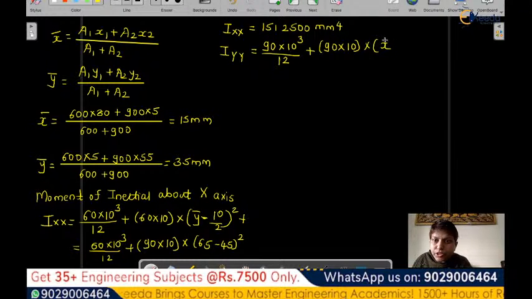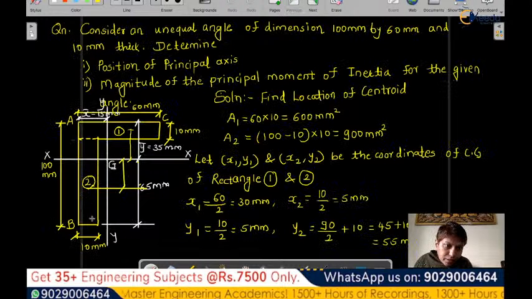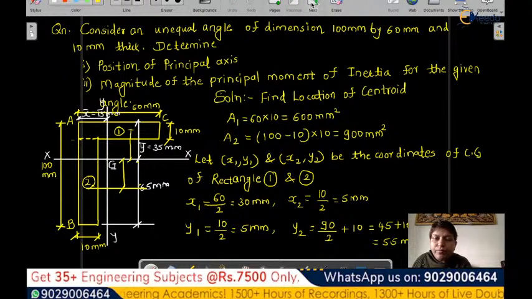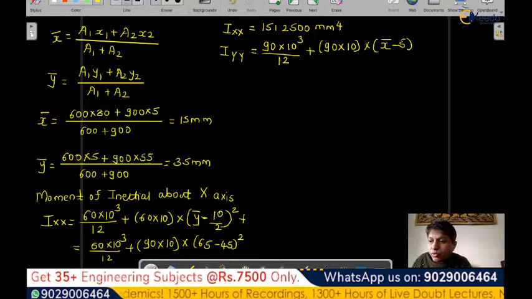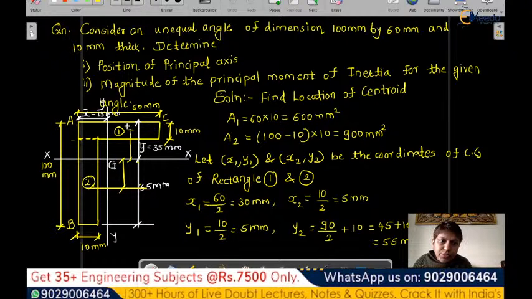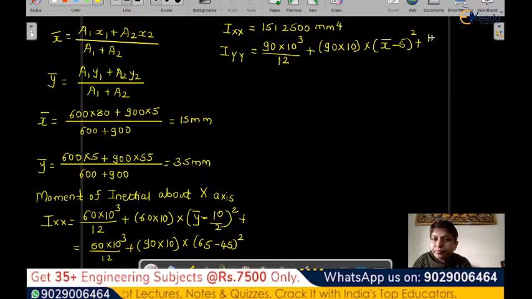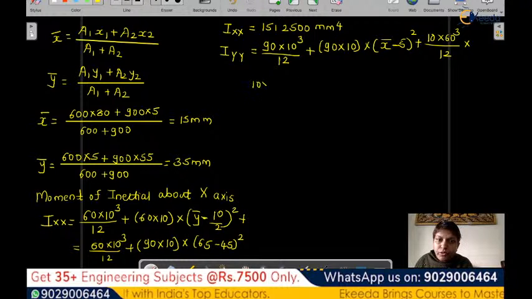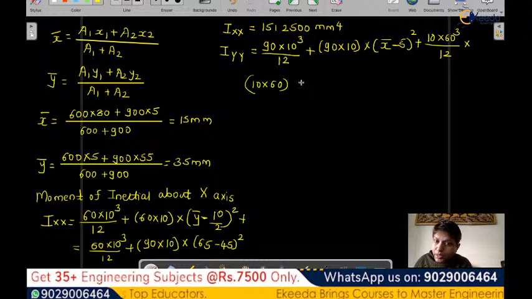Now in the x direction, it is x bar minus, this is 10, right? So half of it will be 5. So that distance will be 5 and the whole square, plus again the other member. Here you have to see D is the depth now and this is the width. So DB cube by 12, so 10 into 60 cube by 12, plus 10 into 60, which is the area, into the CG distance here.